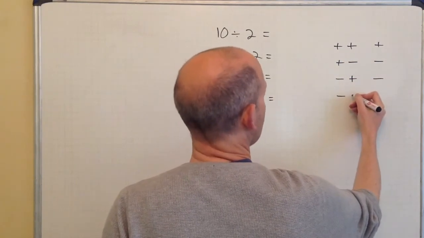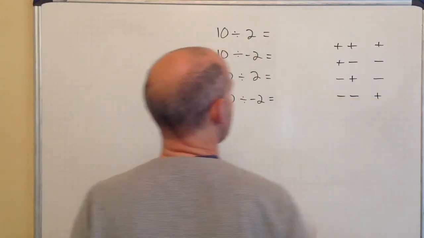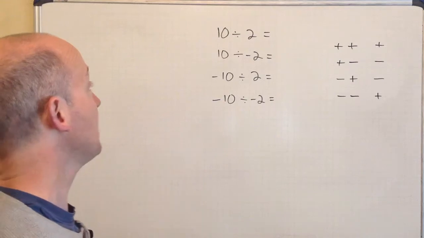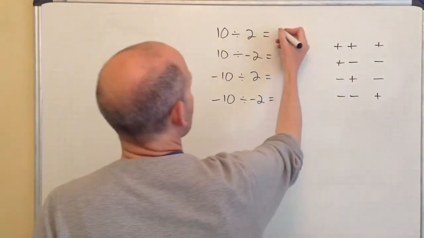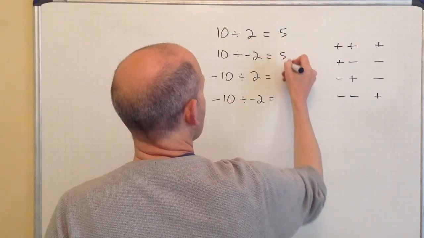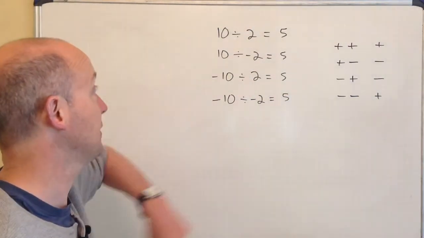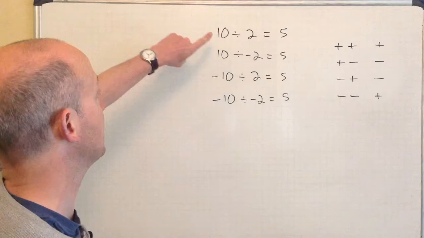And a minus multiplied or divided by a minus is a plus. And again, as we said with multiplication, the signs don't change the numbers. So that'll be 5, 5, 5 and 5. The only question is whether these should be plus or minus. And again, if we apply the rule here, we can see what we need to do.